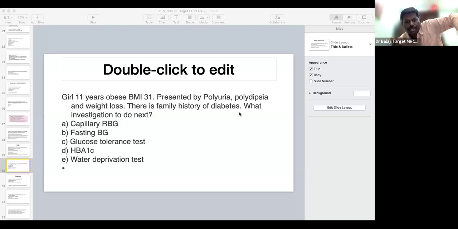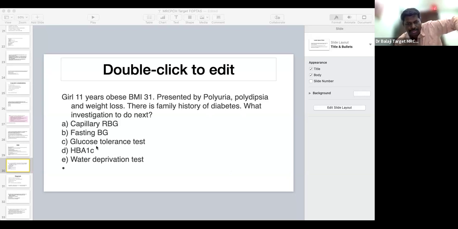So if you do sugar now itself, your sugar will be elevated only. So what will be the choice now? Any point of time you do, it's going to be high only because there is already polyuria and polydipsia. So you need not wait for a fasting, then give a glucose load and then check the sugar. That will be done when you are confused.